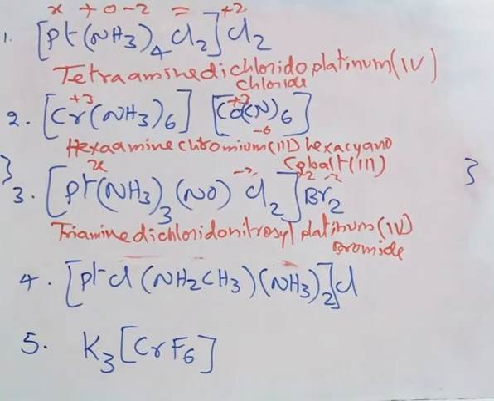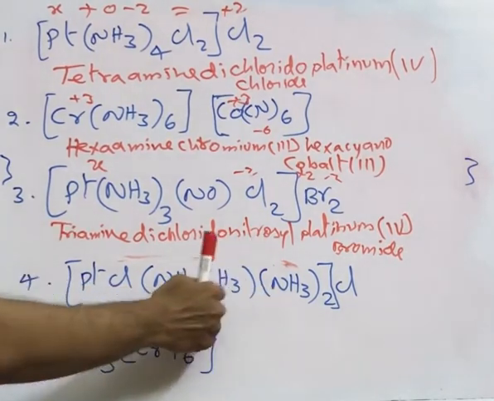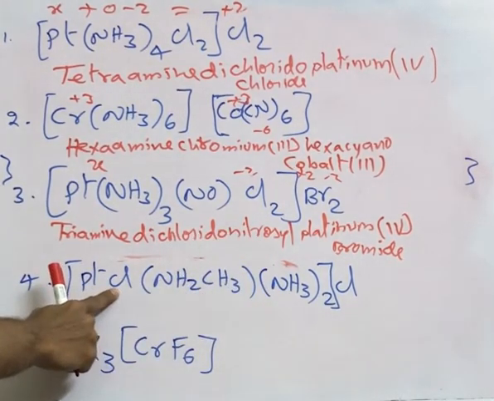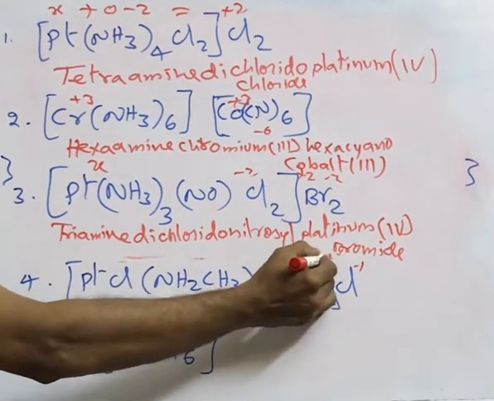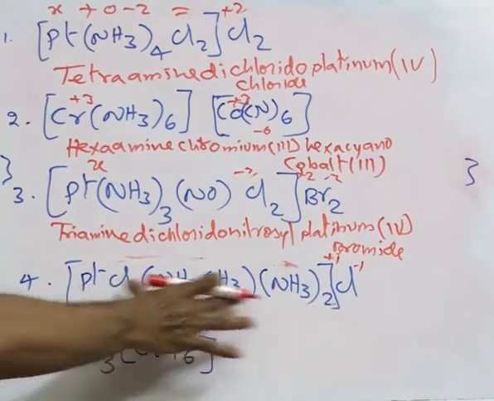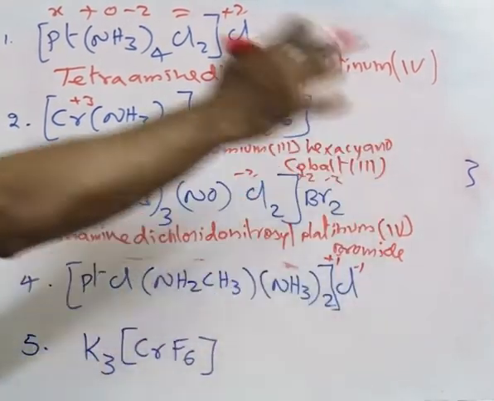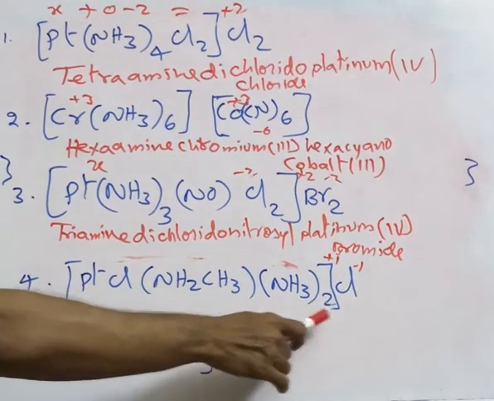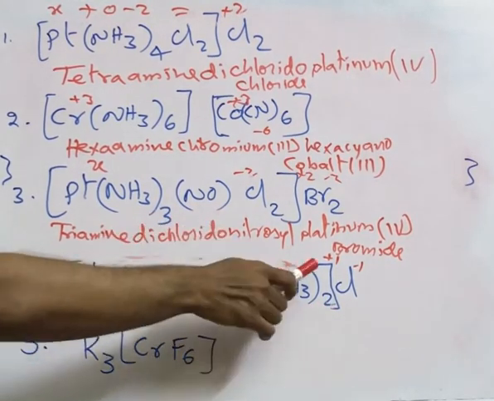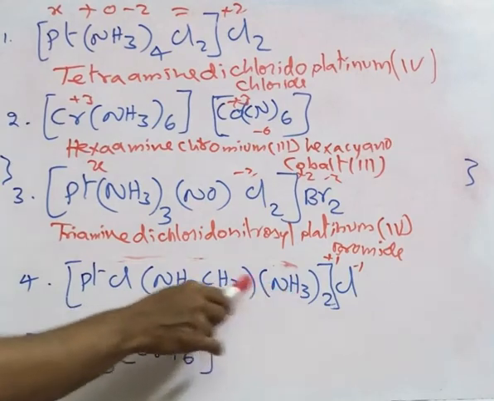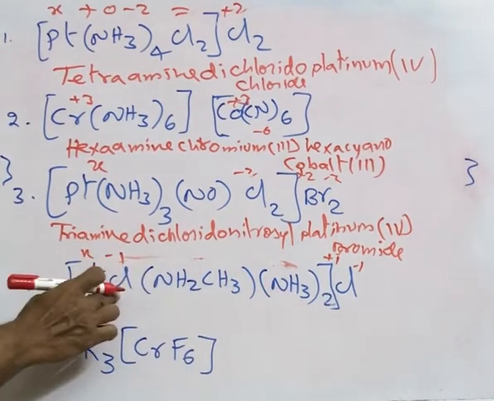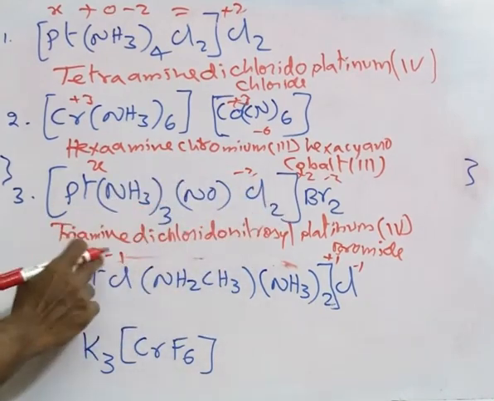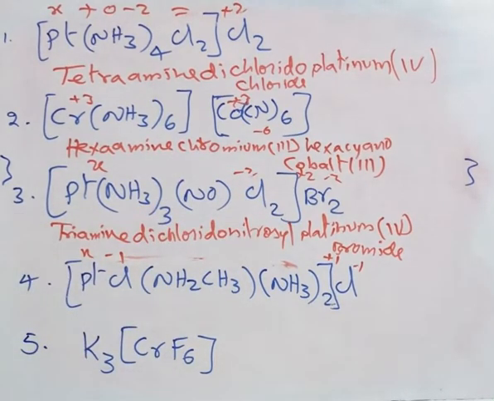Now what is the oxidation state? These two are amine based, so neutral ligands. This is -1, so outside chloride 1 is there, so it is -1. So this whole becomes +1. +1 and -1 together is 0, correct? So this whole coordination entity becomes +1 oxidation state. Inside, these two are neutral, but this 1 is there. So x - 1 equal to +1, x equal to 2. So I know the oxidation state of this platinum is 2.